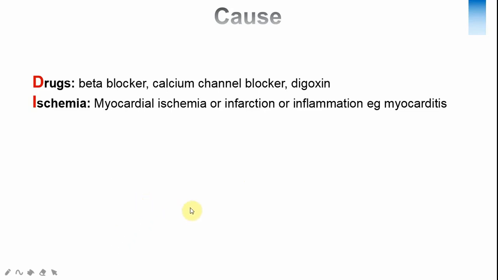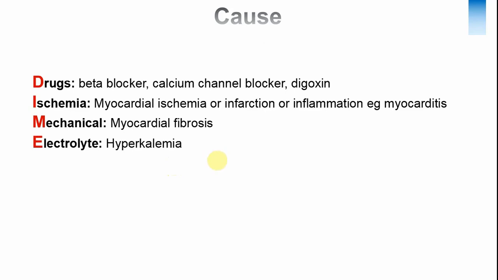A very common cause of the complete heart block is myocardial ischemia. It can lead to myocardial infarction, and sometimes also it can cause inflammation like myocarditis that can cause blockage of the conduction system. Mechanical causes, for example, myocardial fibrosis. Usually in those cases, complete heart block does not happen overnight. They can have a long process of this myocardial fibrosis to cause a complete heart block.